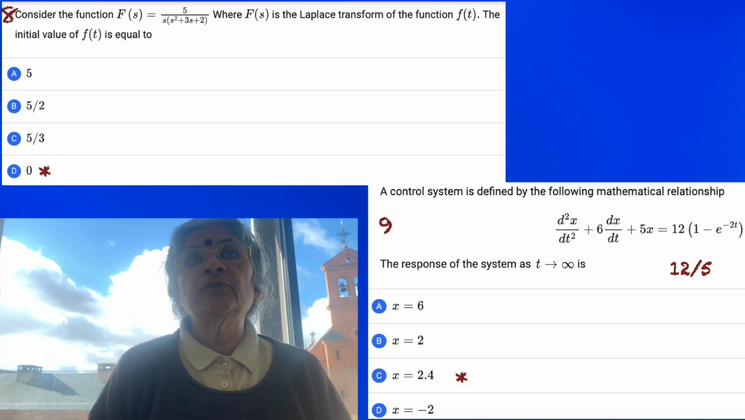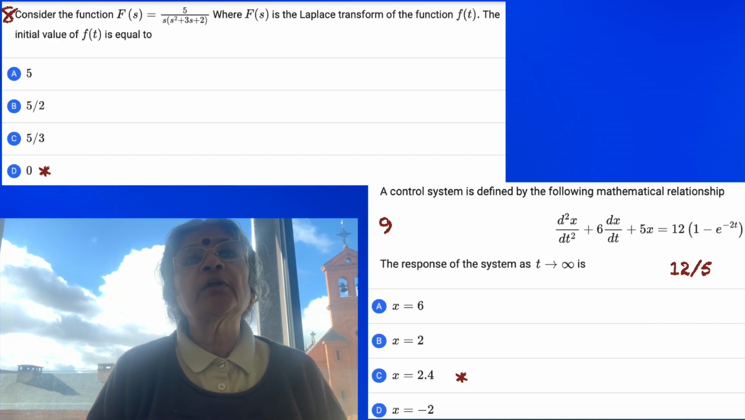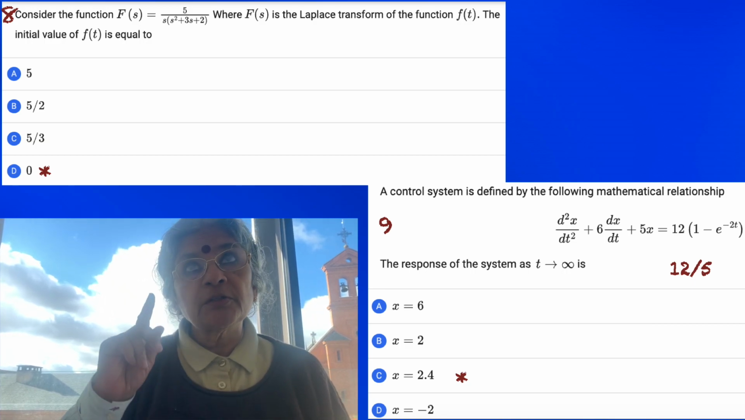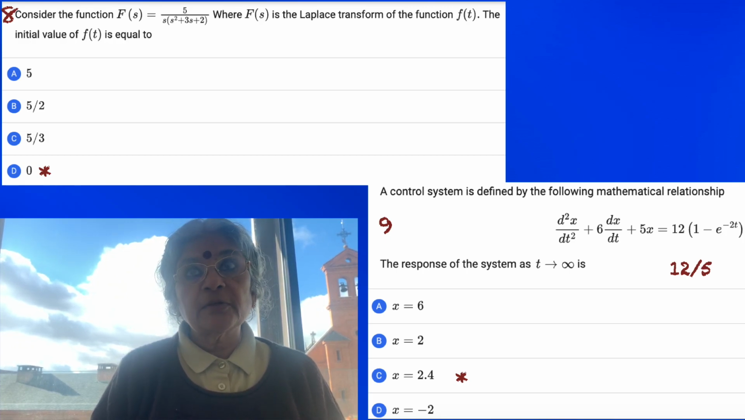What is special about this mathematical relationship is that any oscillations as t goes to infinity become 0. In other words, d square x by dt square will die off. Similarly, dx by dt will also die off. e raised to minus 2t, because it is minus, will also die off. So what remains is that 5x is equal to 12, or x is equal to 12 by 5. This is another way of doing the problem, which is an easier version, and you can definitely adopt this.